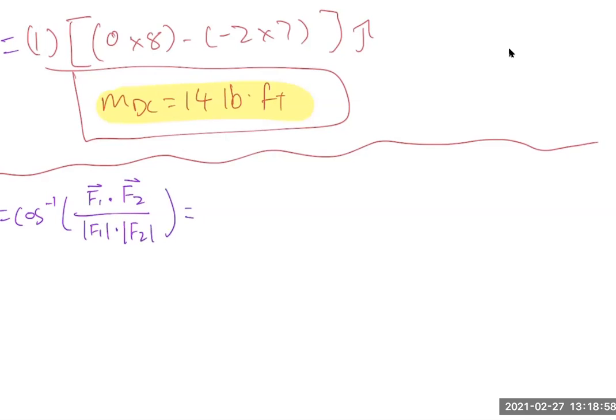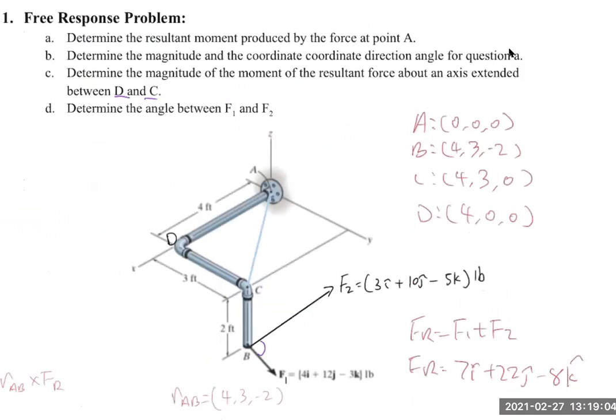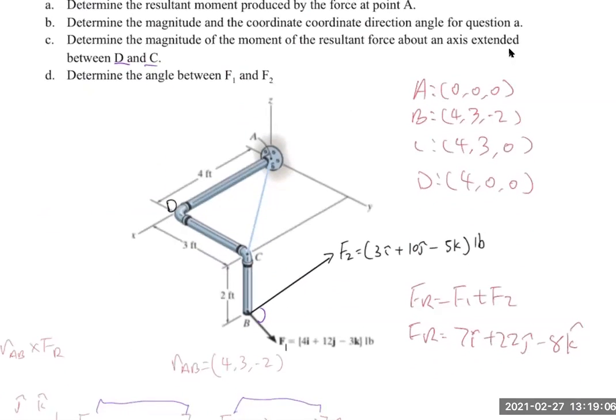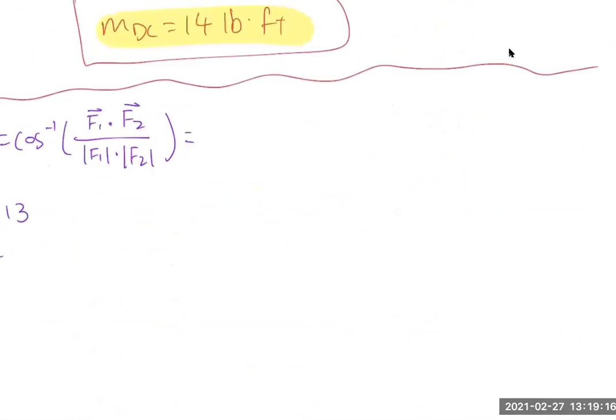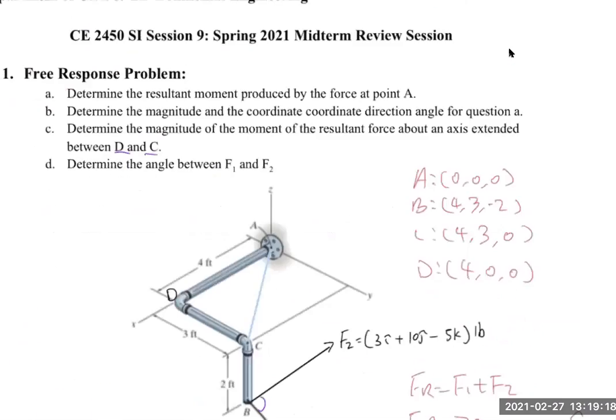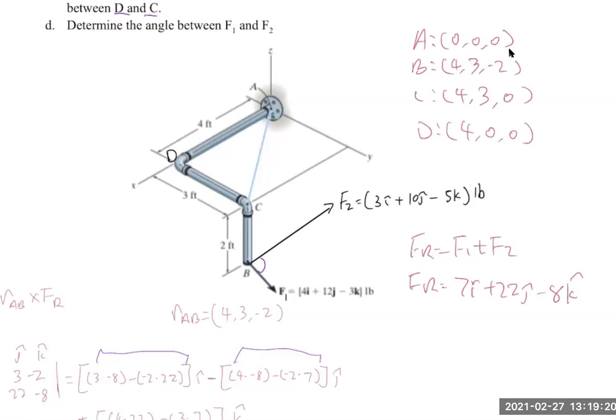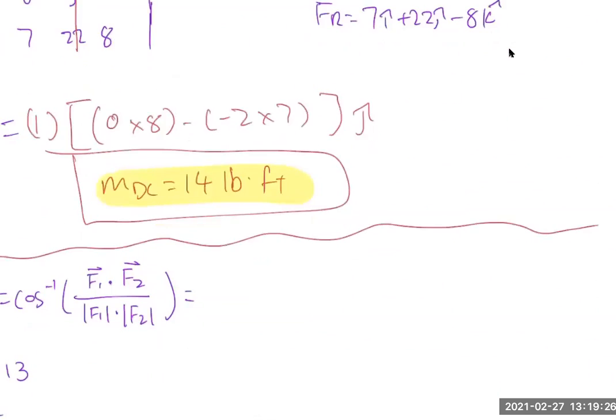Okay, let's find out what the F1 magnitude is, and the F2 magnitude. Well, F1 is 4 squared plus 12 squared plus negative 3 squared, square root of 169, I got 13 for this. And then for F2, 3 squared plus 10 squared plus 5 squared, square root of 134.